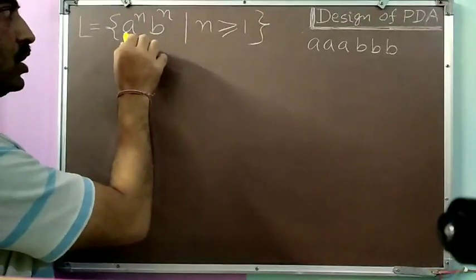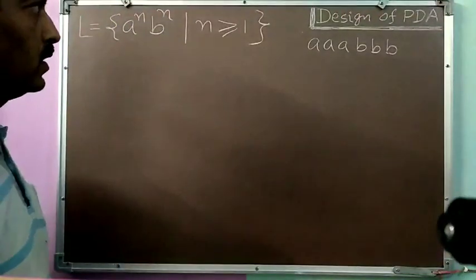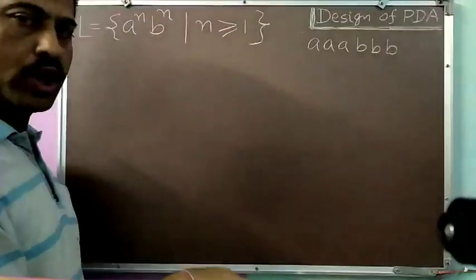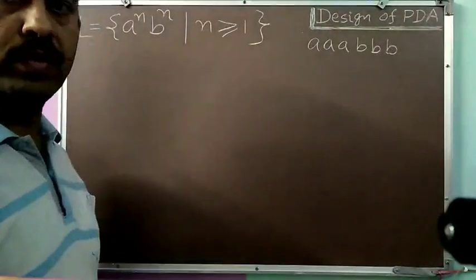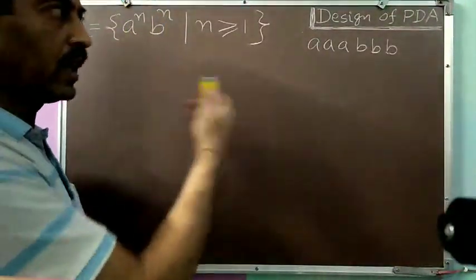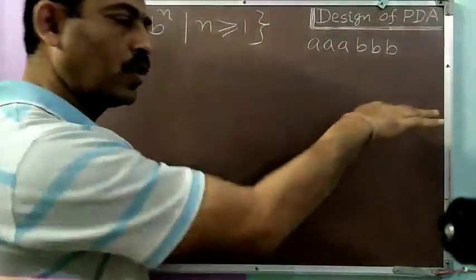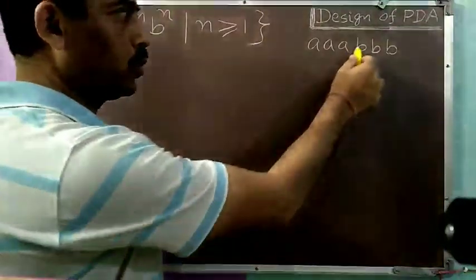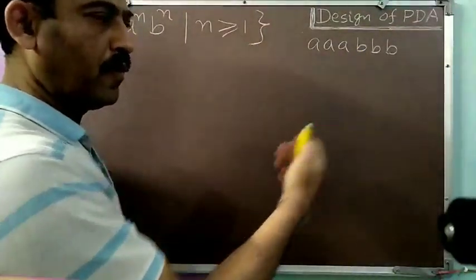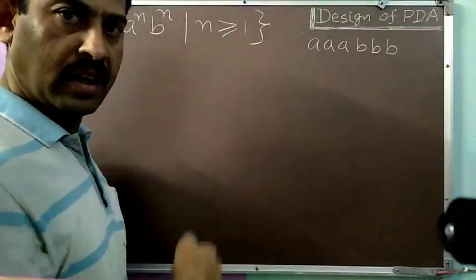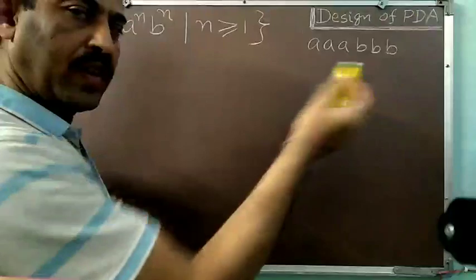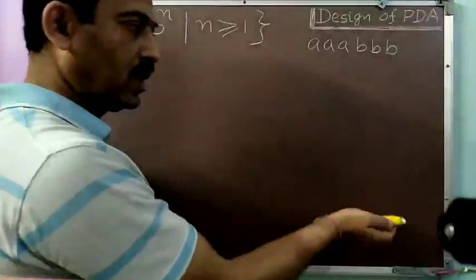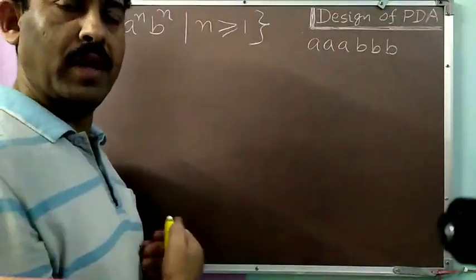So how do we match the number of A's with the number of B's? One strategy can be that whenever we get an A, we push these A's over the pushdown store. So all the A's which we get from the input string will be pushed over the pushdown store. When we start receiving B's in the input, then corresponding to each B, we can pop one A from the pushdown store. So if the number of A's and B's are equal, when our string finishes, all A's from the pushdown store will be popped.